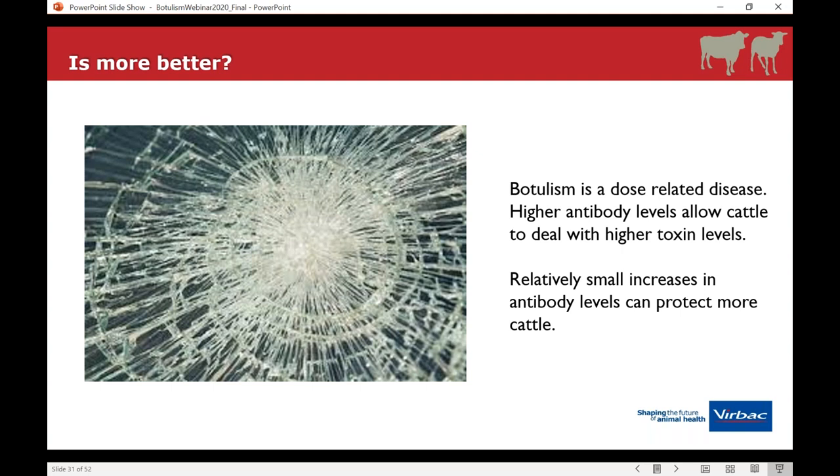And the analogy that I discuss about this is that even if you have a protected window or a bulletproof window, a big enough projectile or a big enough rock will be able to smash through that. And from what we know from botulism outbreaks, even in some vaccinated cattle, if their titers are too low, they may not be able to survive a high toxin load. So the take-home message is it is important to have high antibody levels in your herd.